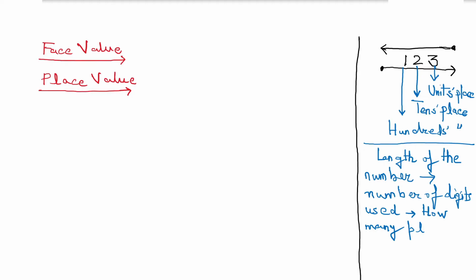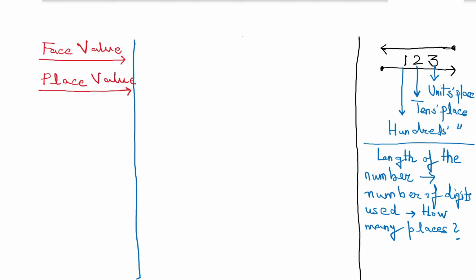And from which place do we start? We start from the units place. The second place which comes into picture is the tens place. The third comes the hundreds place. The fourth is the thousands place, and so on. So the next discussion which comes into picture here is the place value and the face value of the given number.